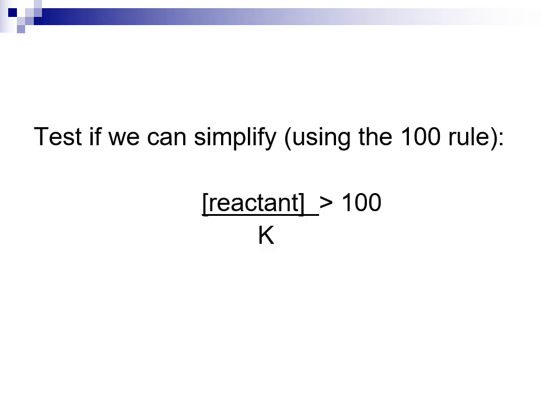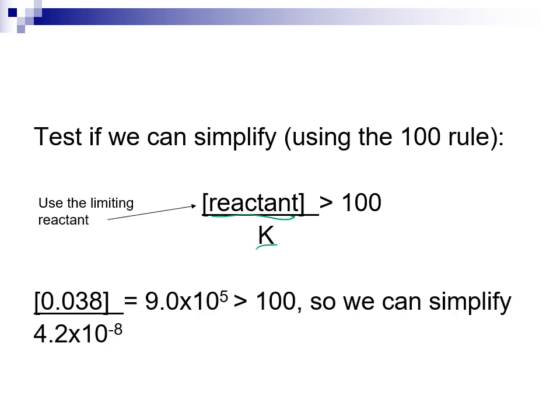Take the limiting reactant's concentration, whichever one would produce the least amount of product. Take its concentration and divide it by the K of the equation. In this case, 0.038 divided by 4.2 times 10 to the negative 8 gives you a giant number, which is definitely larger than 100. So what that's saying is that the shift to the right is pretty small. We can, and we will, ignore x. Let's see where.